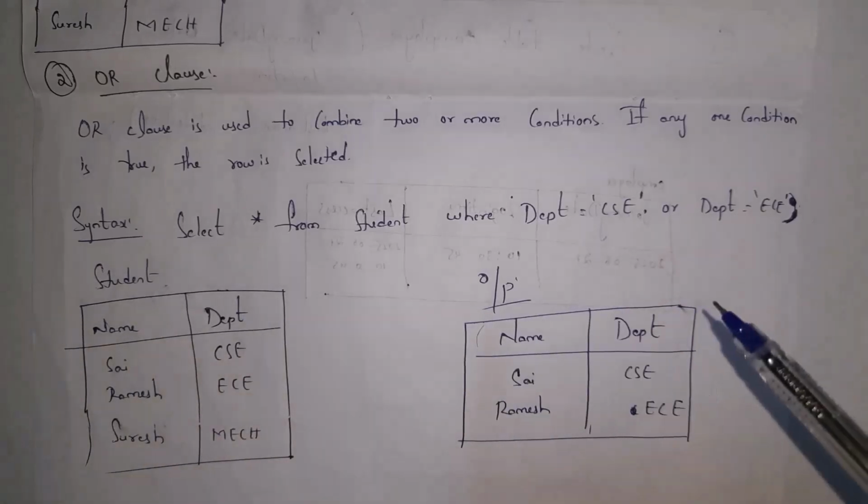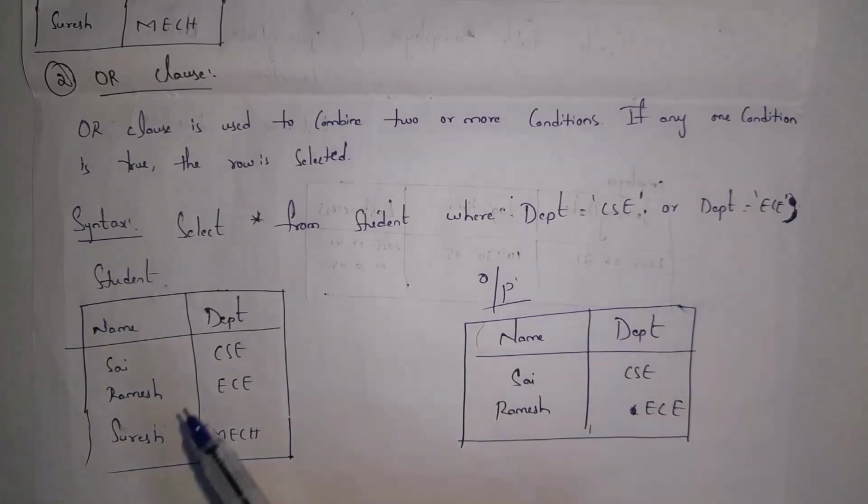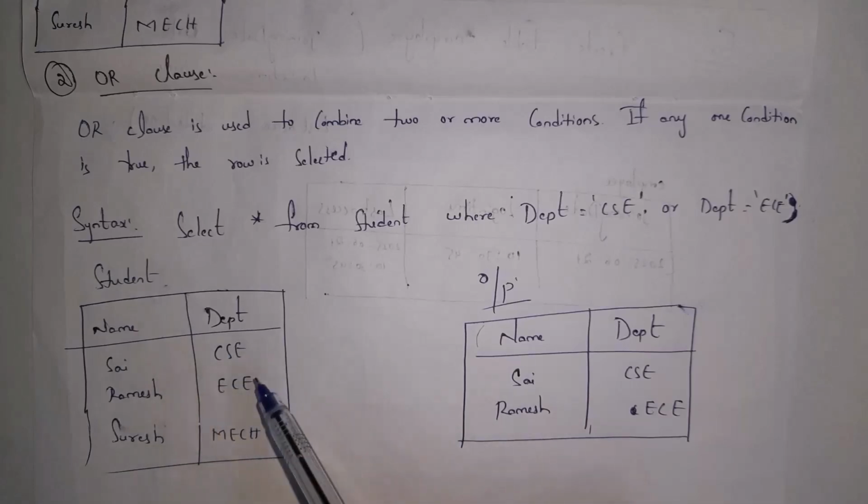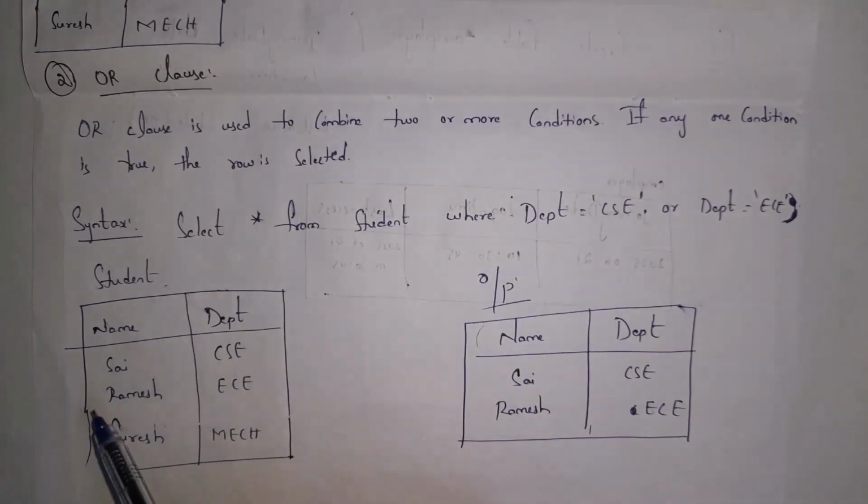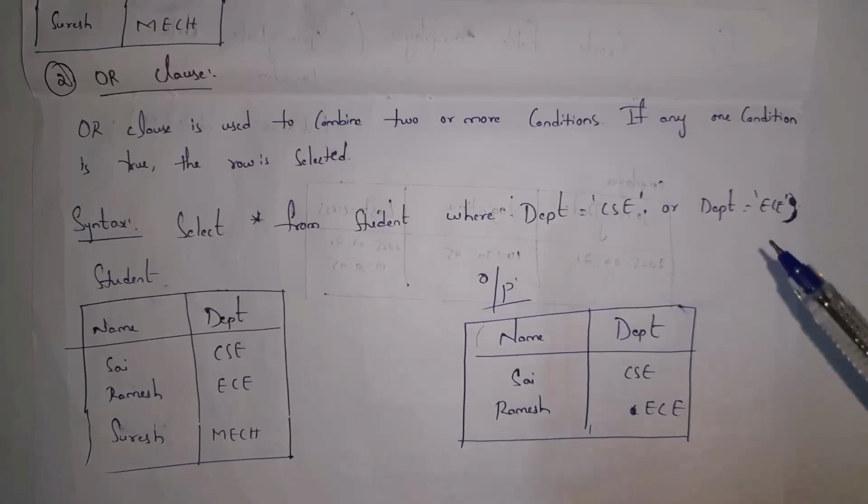Whenever I execute this query, I'll get output, that is at first it will check CSC is present or not. So CSC is present here. So I'll get the complete row, that is name Sai, department CSC. So next it will print Ramesh ECE and next it will check MEC. MEC is not present in these conditions. So this is my output.